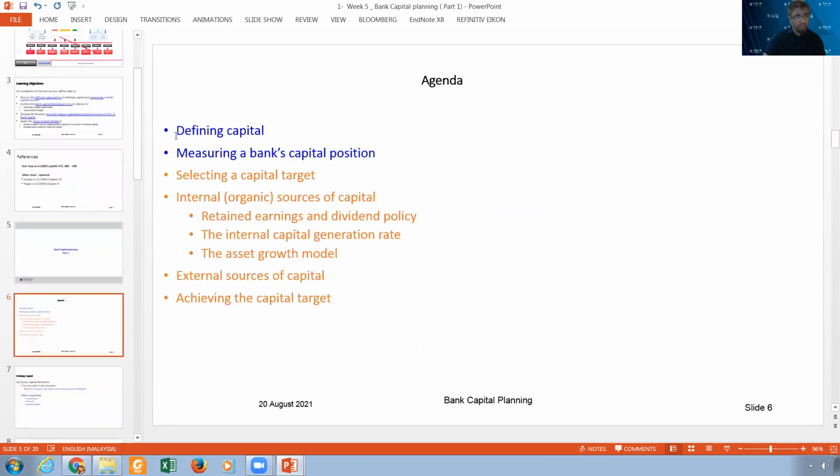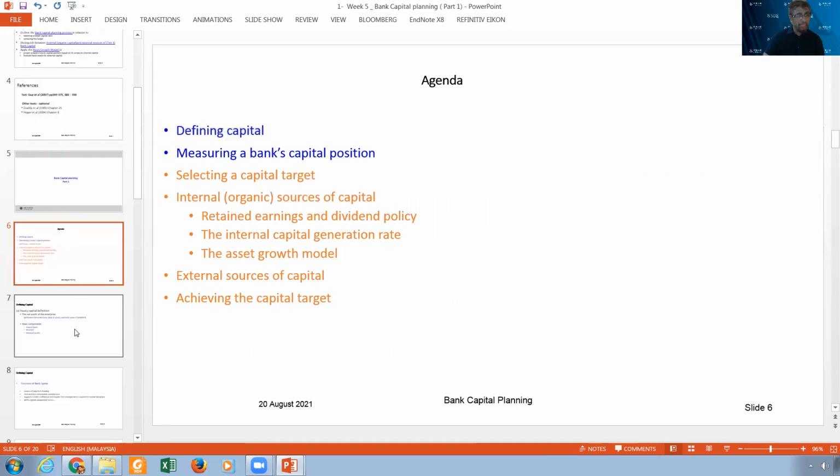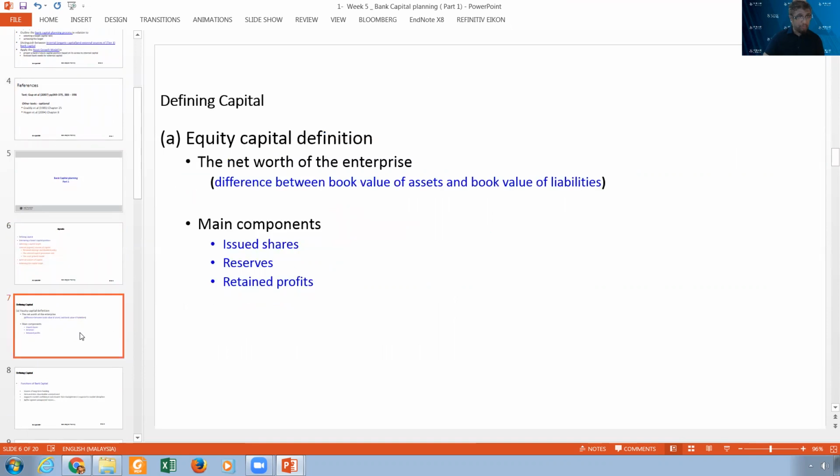Now, this is capital planning part 1. As you see, we will define the capital. Defining the capital, someone would say, we already defined it so many times. Yes, but what you will learn today is that there are 2 definitions. Before we measure it, we want to define it. This is A, the simple definition, which we understand. The capital is just the difference between the total assets and the total liabilities, which means the difference between the book value of the assets and liabilities.